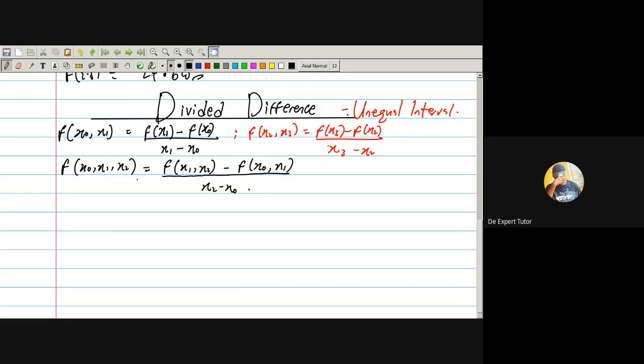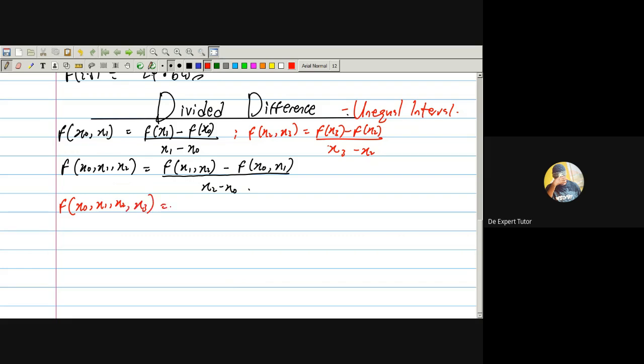Look at this pattern: divided by x2 minus x0, the difference between the extreme values. Do you get that? All right. But what if I ask you to tell me f of x0, x1, x2, x3?